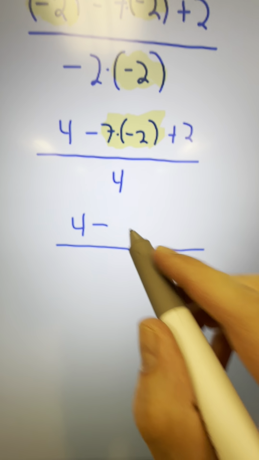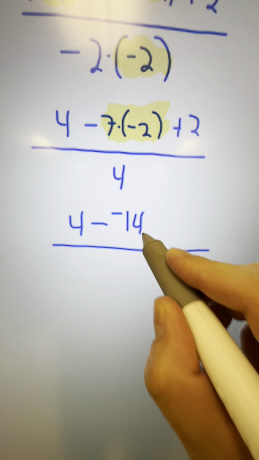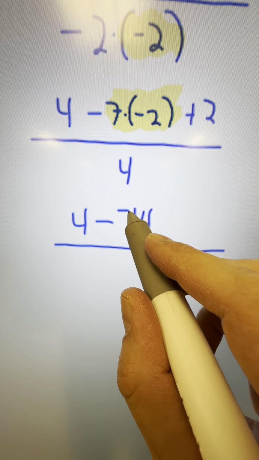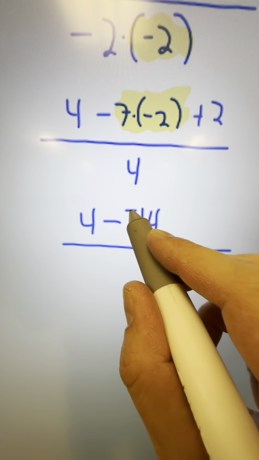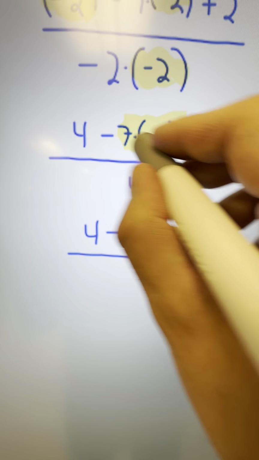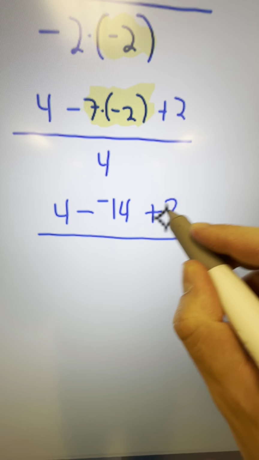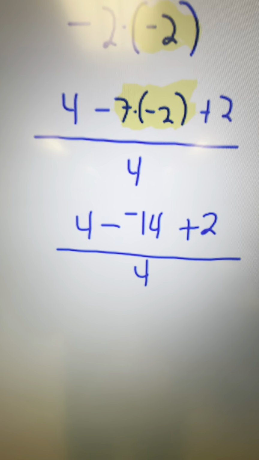7 times -2 is -14. I'm just going to put the negative a little bit higher to show that that's not the same value or the same sign as this one. So that's separate from this answer to this. Then I bring down my +2, and the denominator stays the same because there's nothing else to do there.